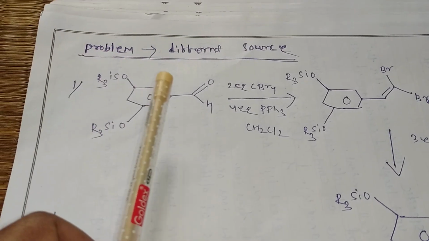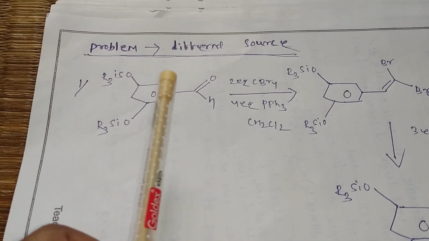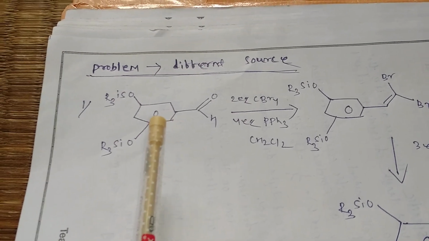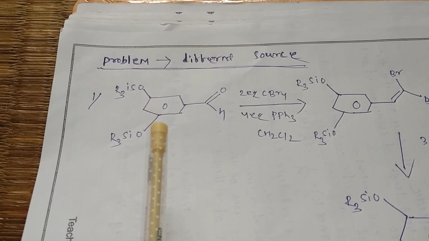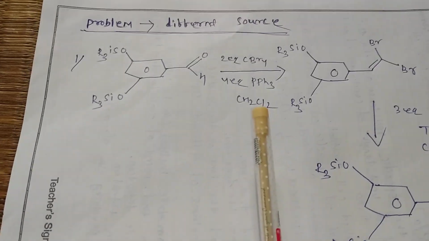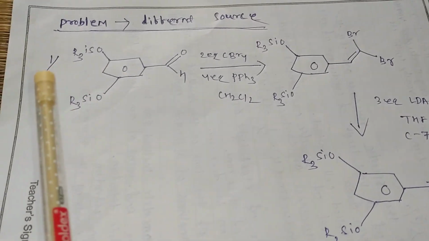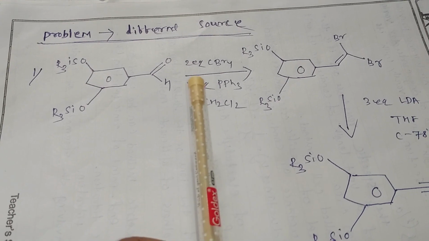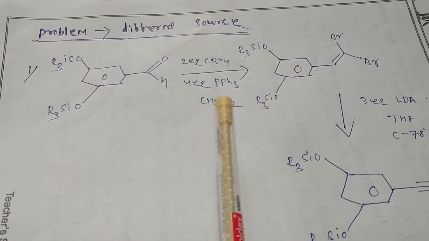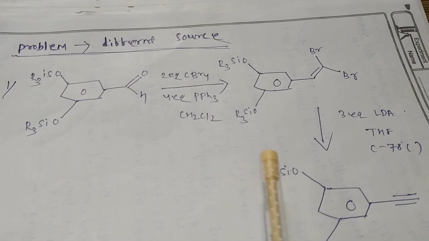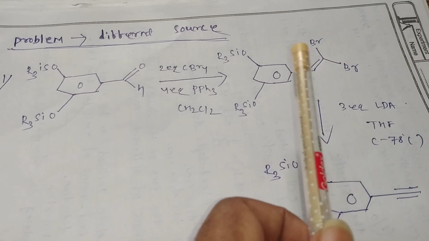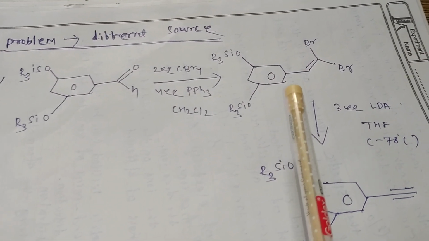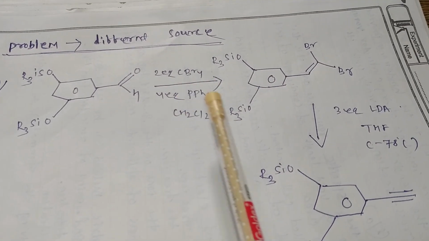Then go to problems from different sources. This problem is collected from different books, different sources. It is very important. Must watch this video till the end. So this is a reactant. It reacts with 2 equivalents of CBr4, 4 equivalents of PPh3, in CH2Cl2. Finally, the intermediate will be formed. You already know that. I already told you. It is a very simple process.